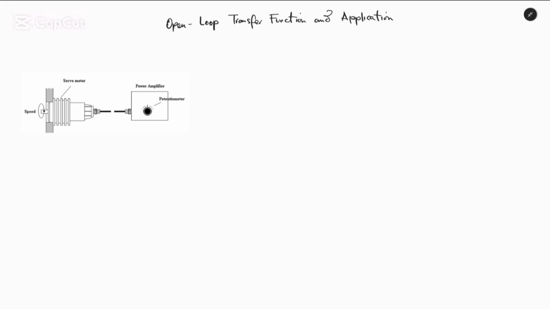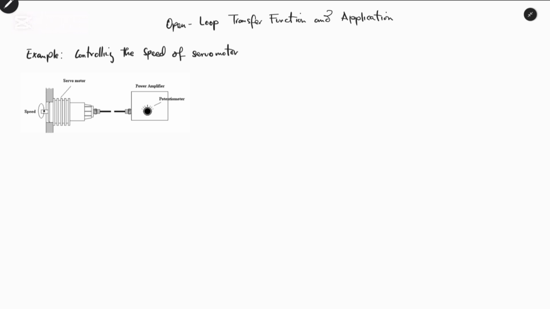Welcome back. In this video, we are going to look at some of the applications related to the open loop. We all know what an open loop system is, where it doesn't have a feedback. So in this example, we are going to look at controlling the speed of the servo motor.